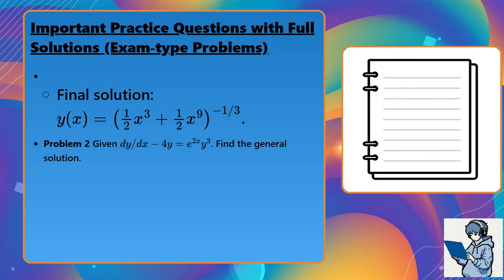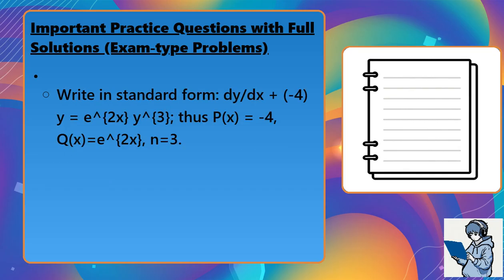1/3. Problem 2. Given dy/dx minus 4y equals e to the 2x times y cubed. Find the general solution. A solution sketch. Write in standard form: dy/dx plus negative 4y equals e to the 2x y cubed. Thus p of x equals negative 4, q of x equals e to the 2x, n equals 3.